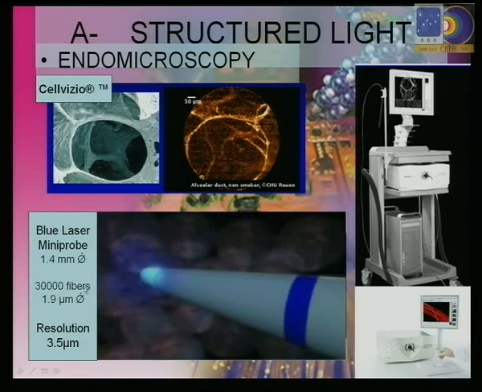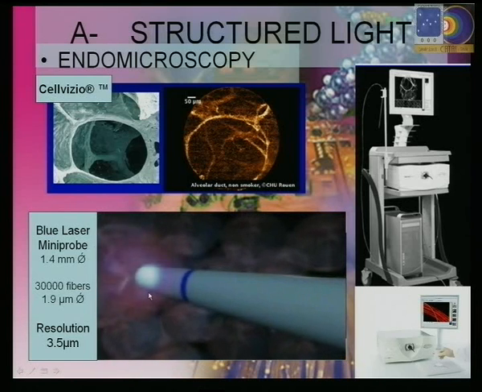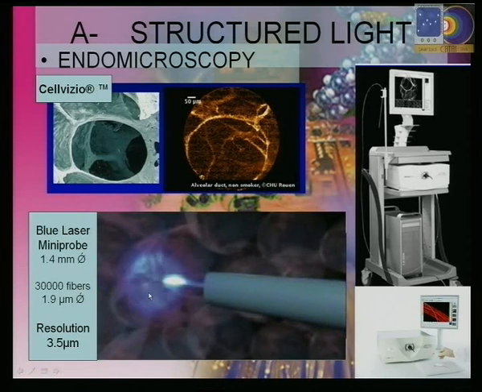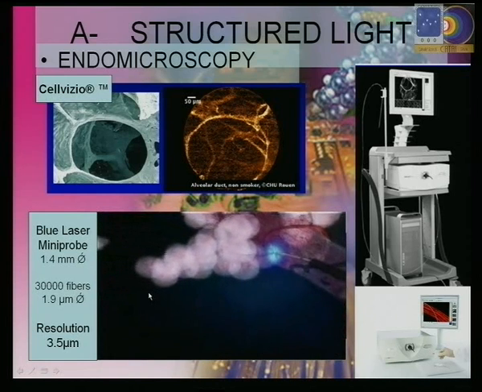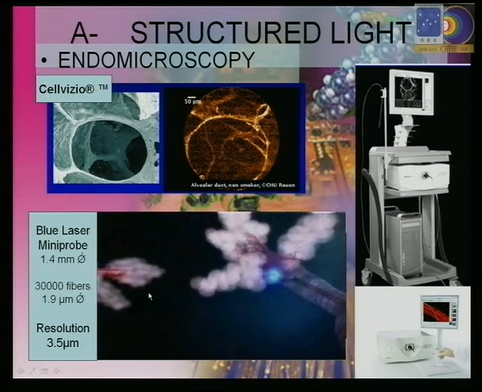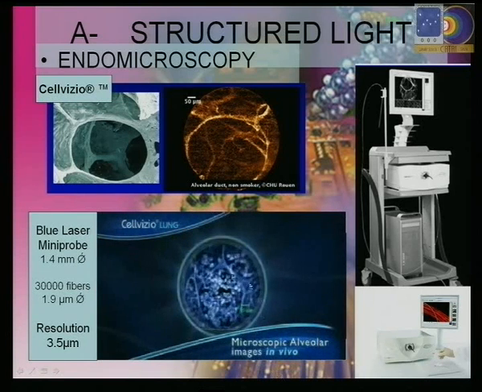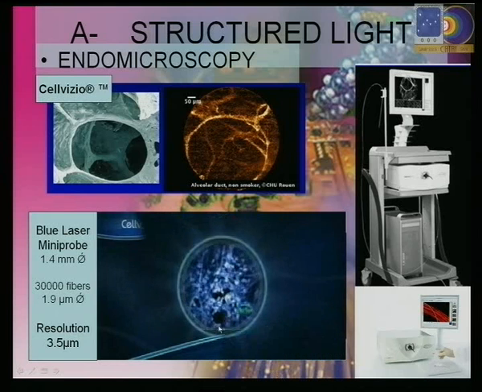Since the tissue is transparent, you don't need to manipulate it, you don't need to punch it, nothing at all. You just put the light on the surface, that's all. And this is what you see. You see the alveoli breathing.